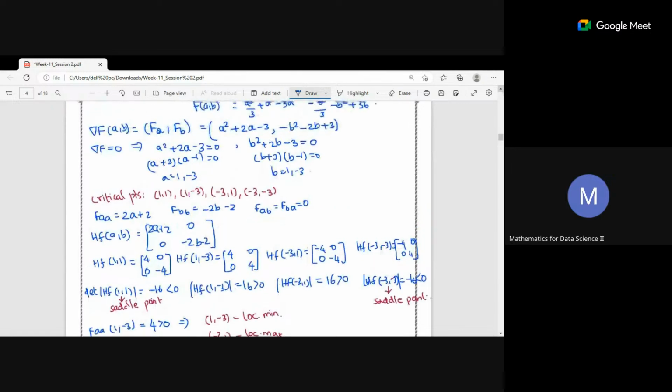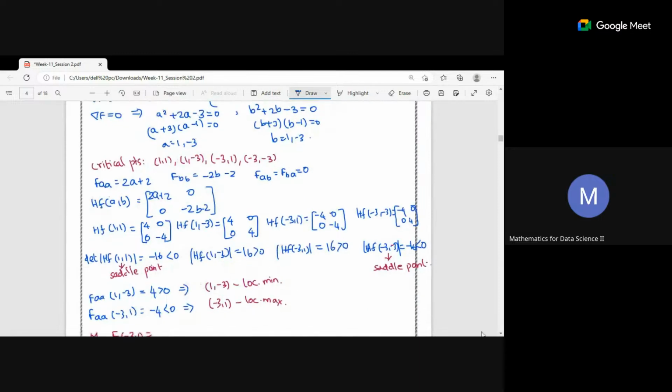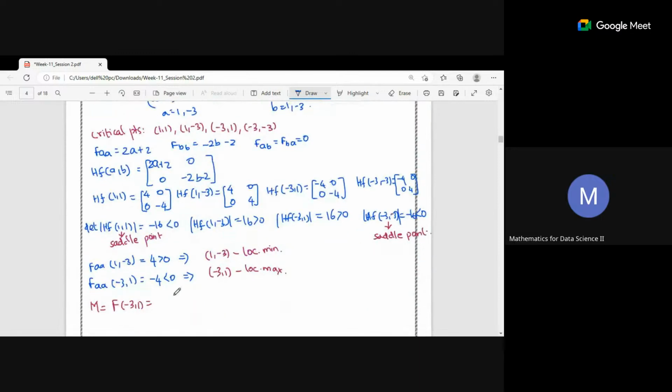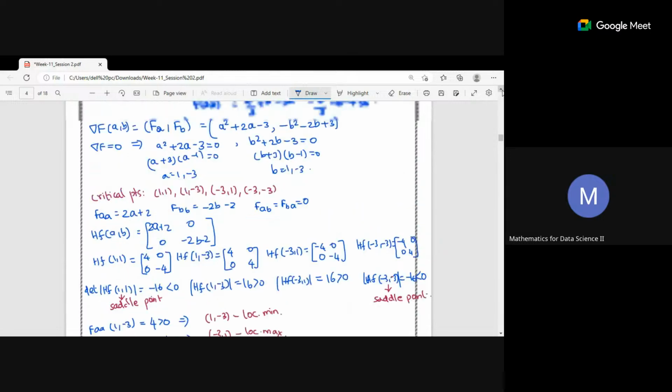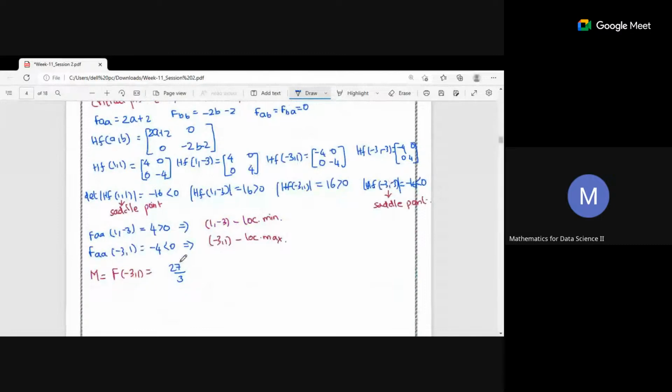What is your function f, a cube plus a squared minus 3a? So a cube by 3, so 27 by 3. And then plus a squared minus 3a, plus a square, minus, and that 3a will be minus 27. Minus 27, a cube, right?